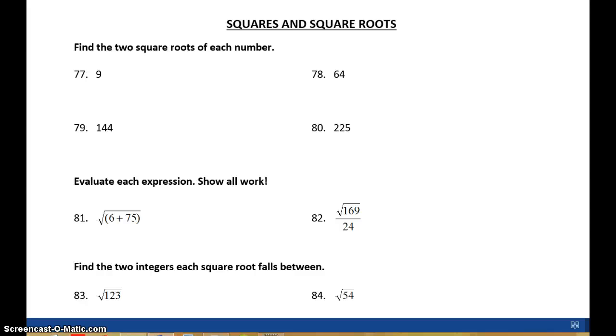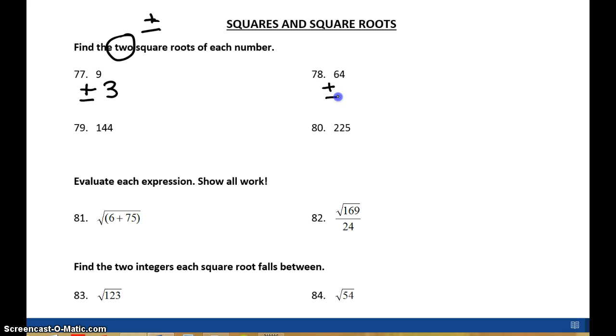Okay, we're going to talk about squares and square roots now. So for 77 through 80, the directions say find the two square roots of each number. When we're talking about two square roots, remember we can have positive and negatives. We can use that quick sign, that plus minus sign. So for 77, what two numbers multiplied by itself equal 9? This would be positive negative 3.